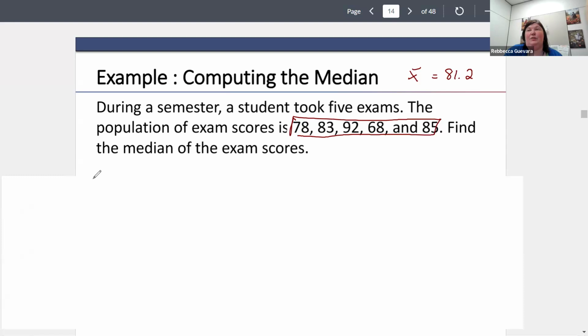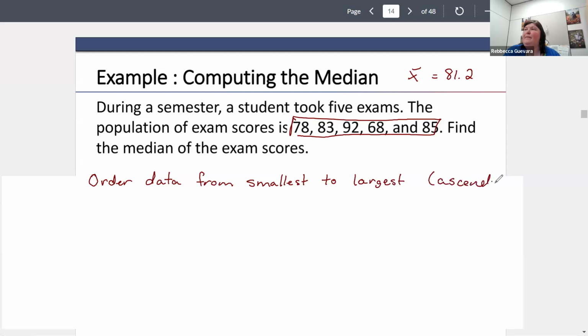The first thing we're going to do is order the data from smallest to largest. We call that ascending order. I'm going to arrange my data in ascending order. My smallest grade here was a 68. That goes first. Then the next smallest was a 78. I'm just crossing them out so I don't accidentally use them again. Then we have an 83, an 85, and a 92.